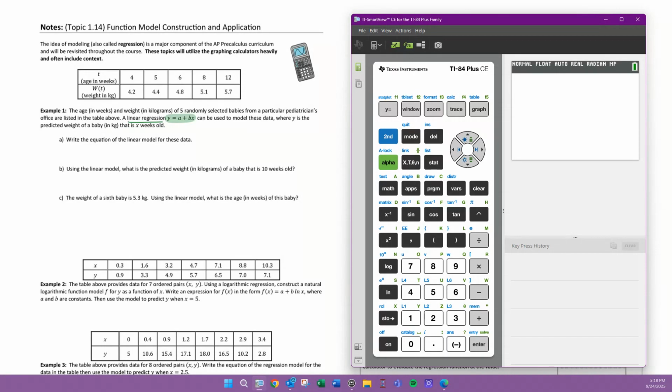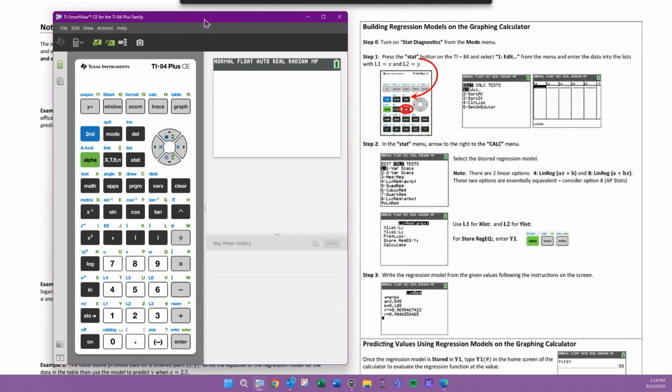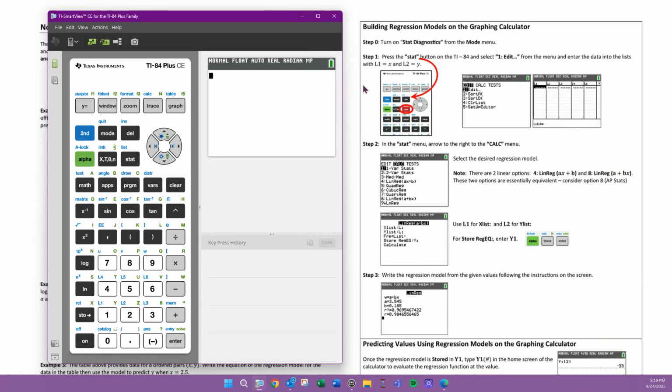The first thing we're going to do is write the equation of the linear model for these data, where the output is the predicted weight and the input is the weeks. So what we're going to want to do, following the steps written here, is we're going to turn the stat diagnostics in our mode menu on.